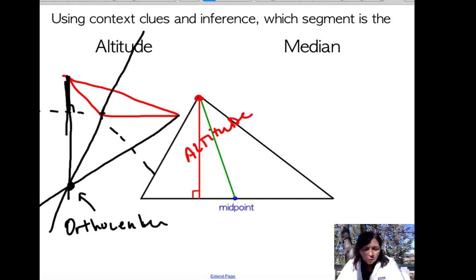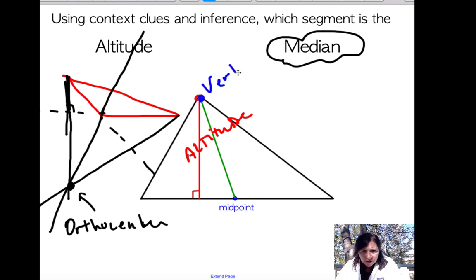You can't draw any cool triangles or circles around that, but that's what an altitude does. That's what 3 altitudes do. Additionally, we have something called a median. Now, a median connects the vertex with the midpoint.